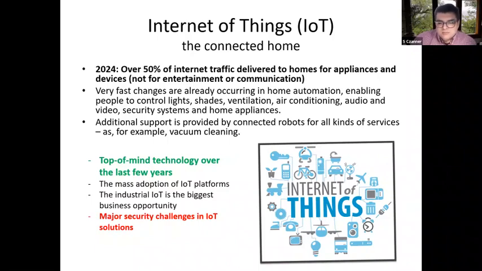The Internet of Things is the top-of-mind technology of the last few years, and it is still developing. But it is great, though there are also some, I cannot say weaknesses, but challenges. There are major security challenges in Internet of Things solutions. Everybody must be sure that when we're communicating with the outside world, when we're asking Alexa or Google for some advice, it's all done in a proper and secure way.